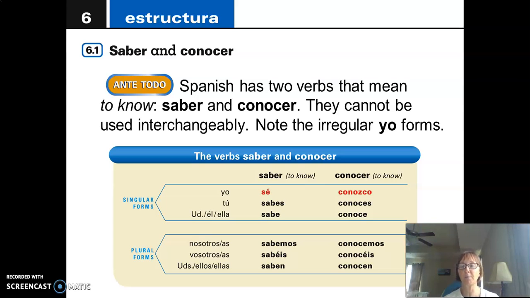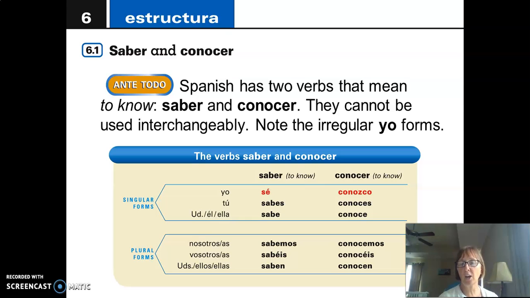So, for example, I know how to get around the area well. So you might say, yo conozco Pensacola muy bien. Like I know the area of Pensacola very well. So those are the two different examples of how you would use each of those verbs to say to know.